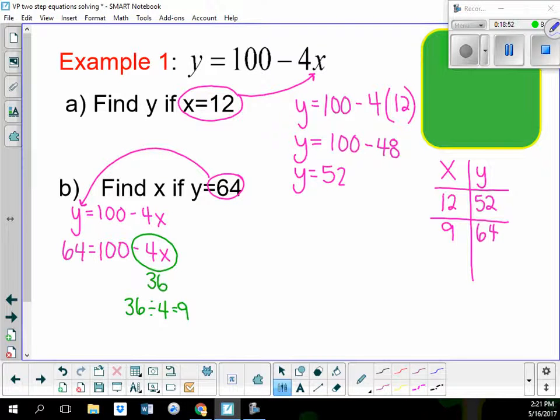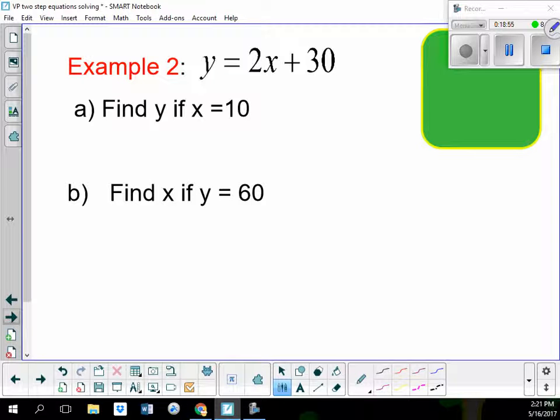So we have example number 2. Okay? I'm going to let you work with your partner on this one, and we'll come back together in about 5 minutes.